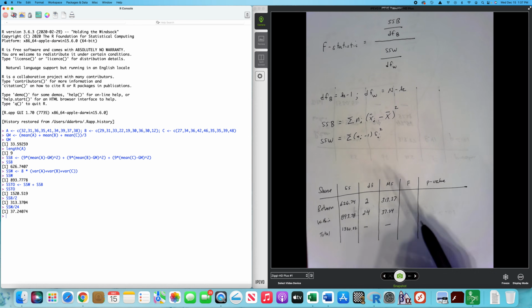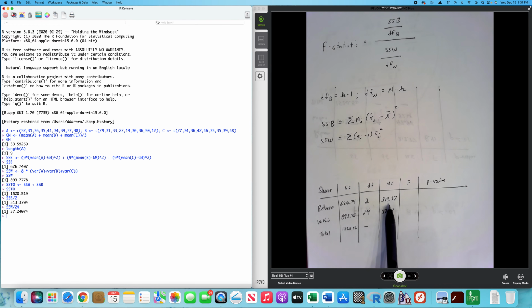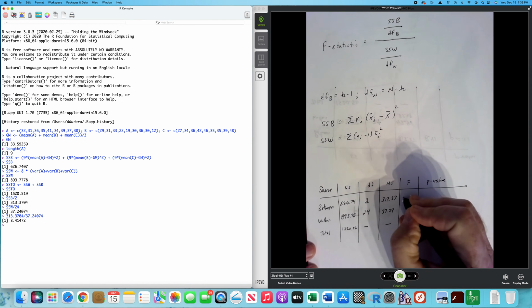Now, to find the F statistic, we just take the mean square between divided by the mean square within. And we get 8.41.